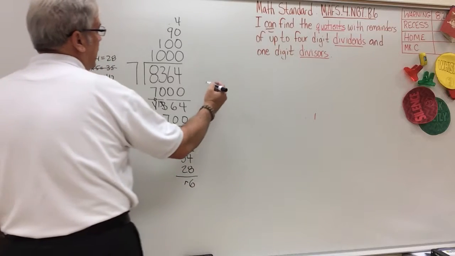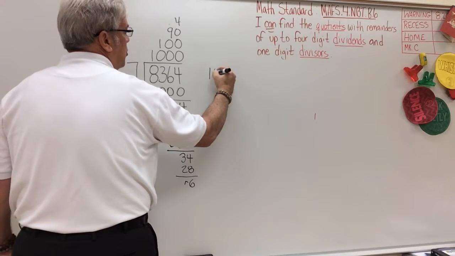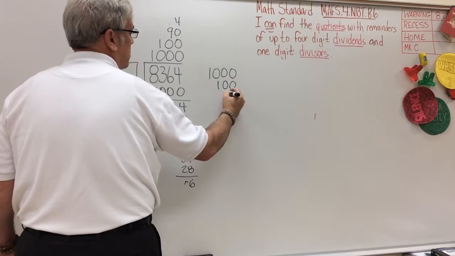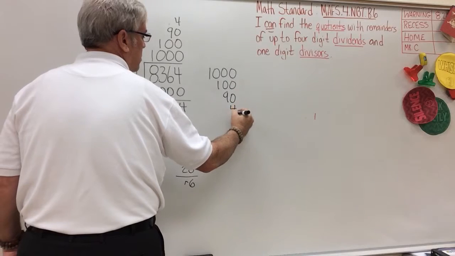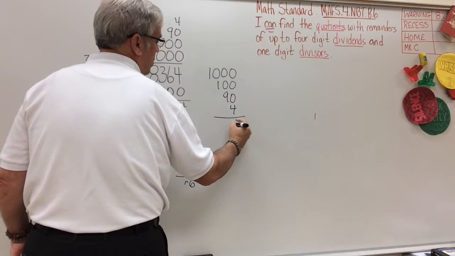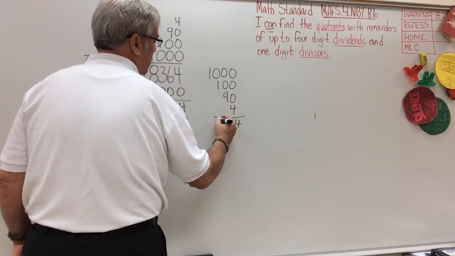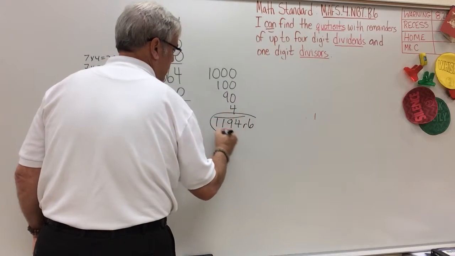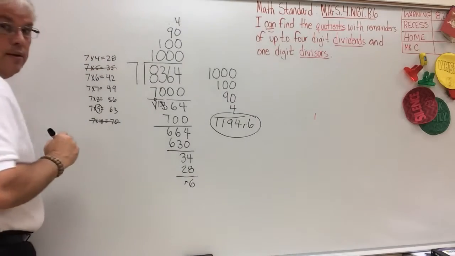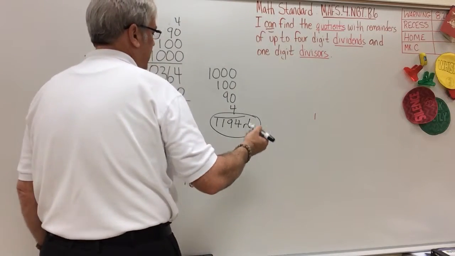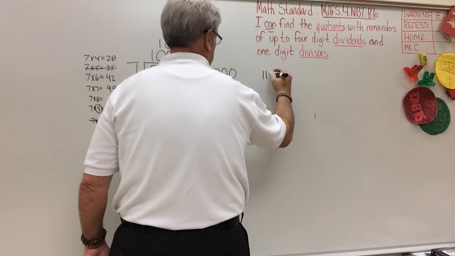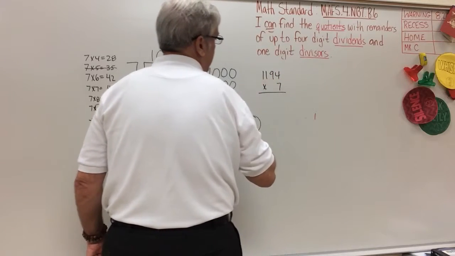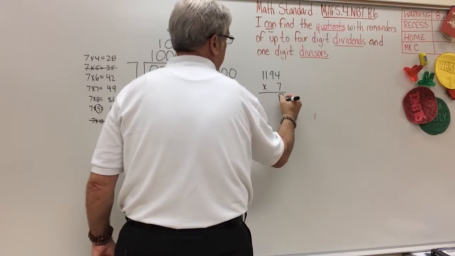Then we have to add these partial quotients. And we get 491, with a remainder of 6. Then of course we can multiply our quotient with our divisor to check our answer.